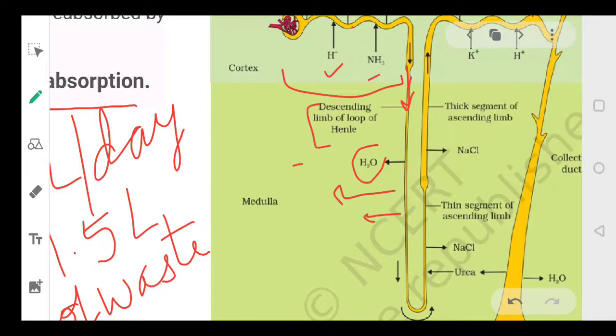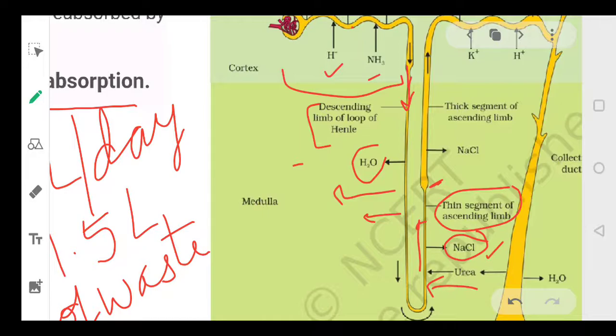Now in the ascending limb, ascending means the one which is going up, this portion, this is the thin segment of the ascending limb. So the ascending limb is impermeable to water. ये वाला जो portion है ये impermeable है water के, right? And it will only allow electrolytes to move actively or passively. So आप देखिए आपका NaCl absorb हो रहा है, यूरिया वापस पोर किया जा रहा है, यूरिया is being added and sodium chloride, it is being absorbed.